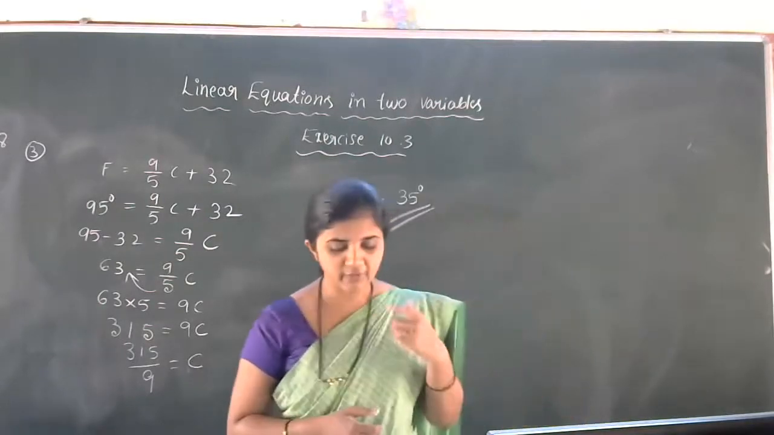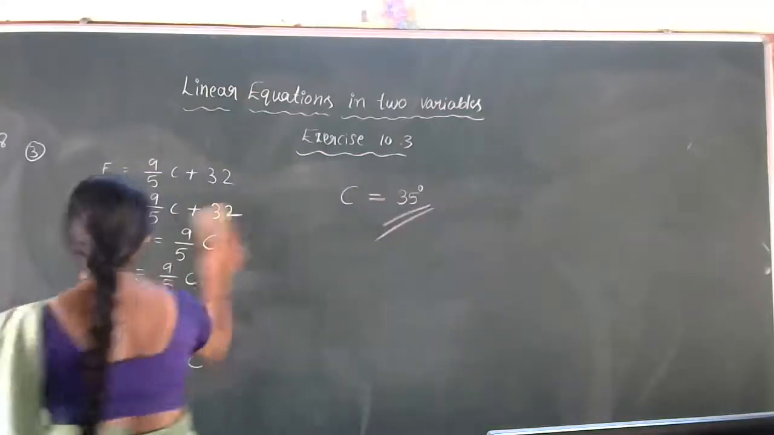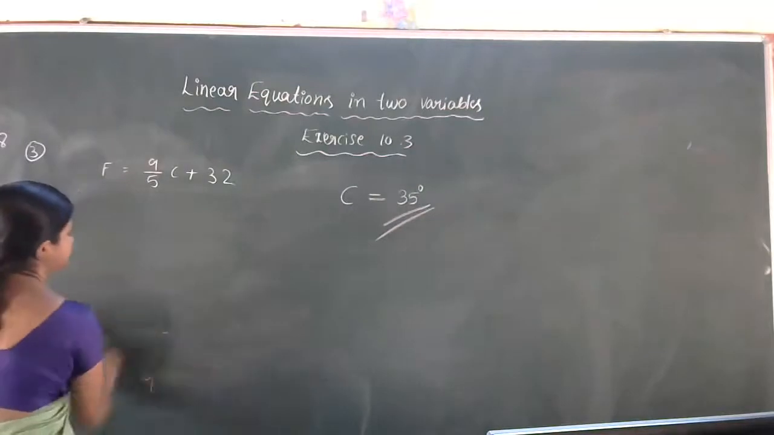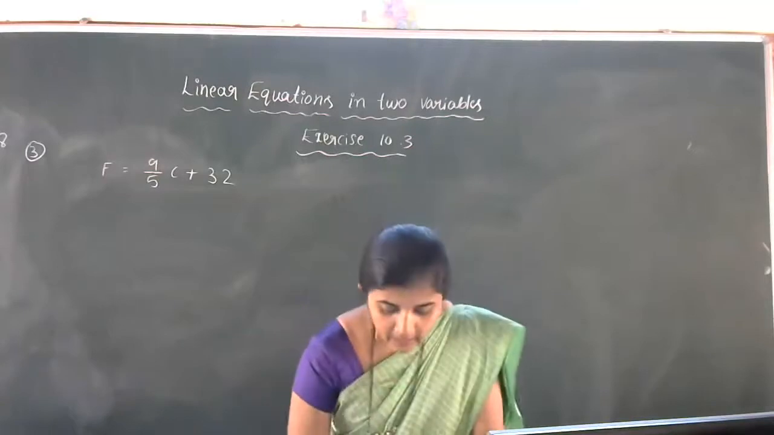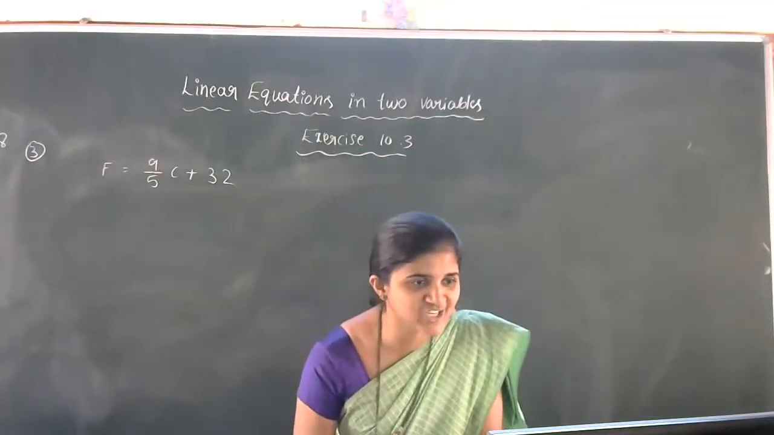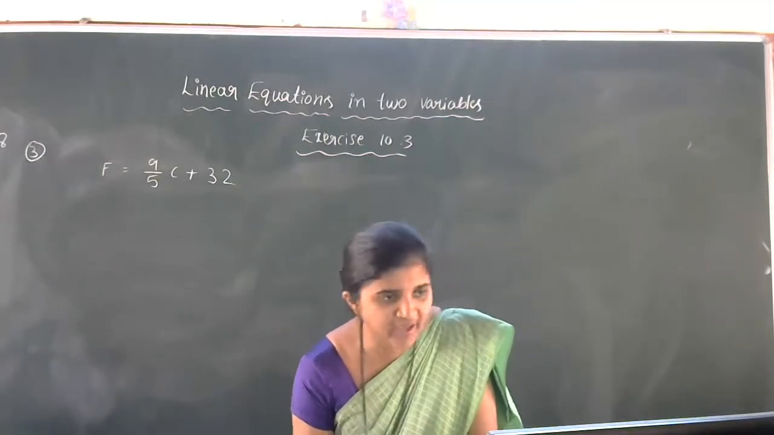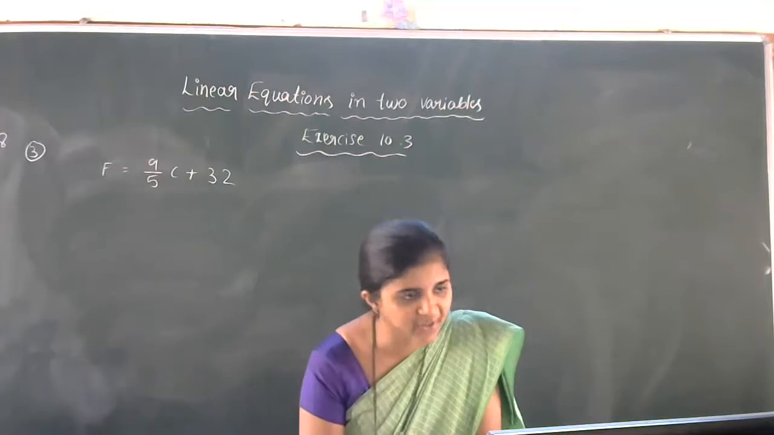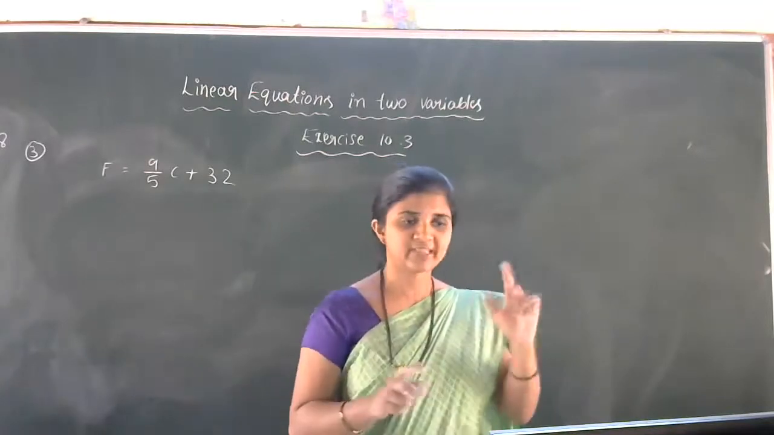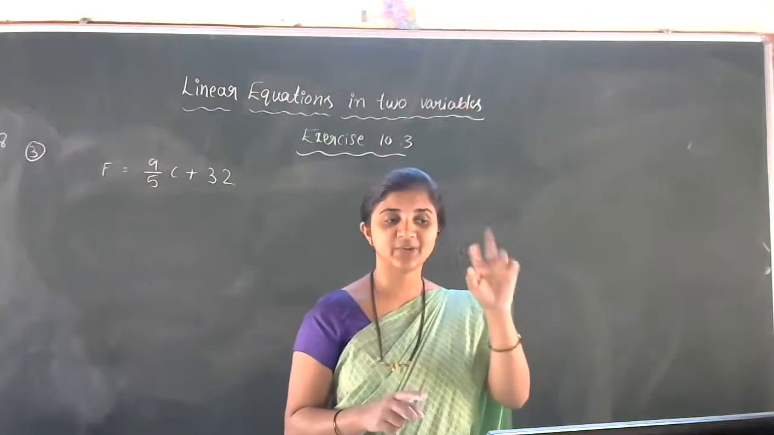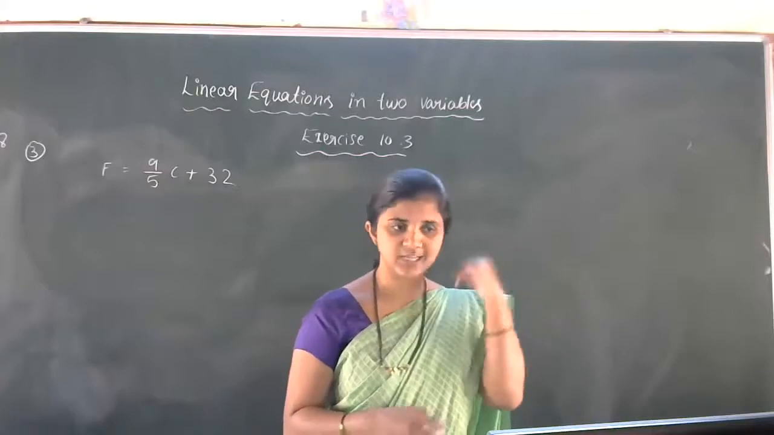So now we have to discuss the fourth one. Same expression, fourth question. If the temperature is 0 degrees Celsius, what is the temperature in Fahrenheit? If the temperature is 0 degree Fahrenheit, what is the temperature in Celsius? Two parts we have to apply. First, Celsius scale 0 shows how much in Fahrenheit. Next, Fahrenheit scale 0 shows how much in Celsius.